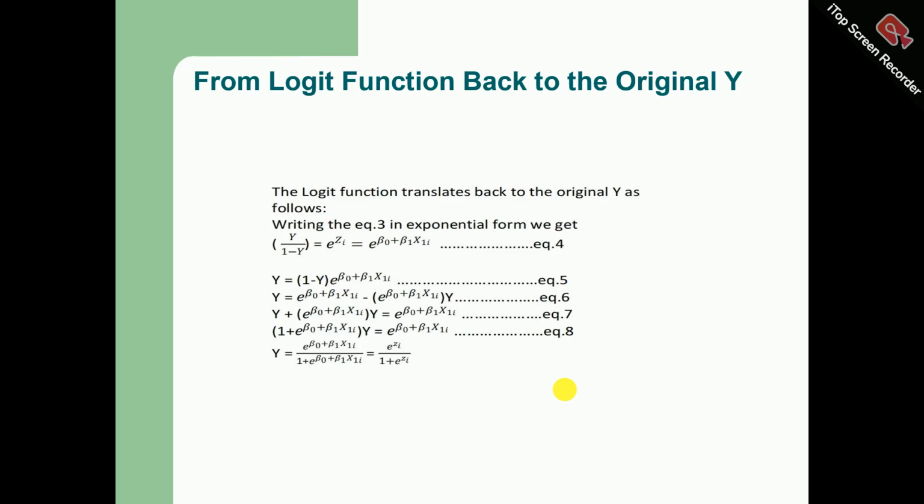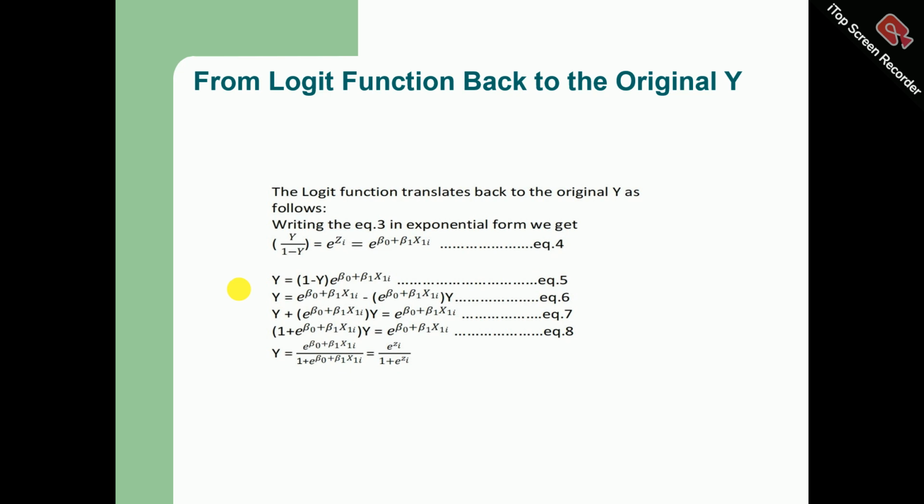Writing equation number 3 in exponential form, we can write y divided by 1 minus y equals e raised to the power zi, that is e raised to the power beta naught plus beta 1 x1i, and we can write y is equal to 1 minus y, we can take this 1 minus y to this side, and we will multiply this with e raised to the power beta naught plus beta 1 x1i, and then finally we can write y is equal to e raised to the power zi, that is beta naught plus beta 1 x1, minus e raised to the power beta naught plus beta 1 x1 times y, and we can write this as y plus e raised to the power beta naught plus beta 1 x1 times y, and that is equal to the right hand side.